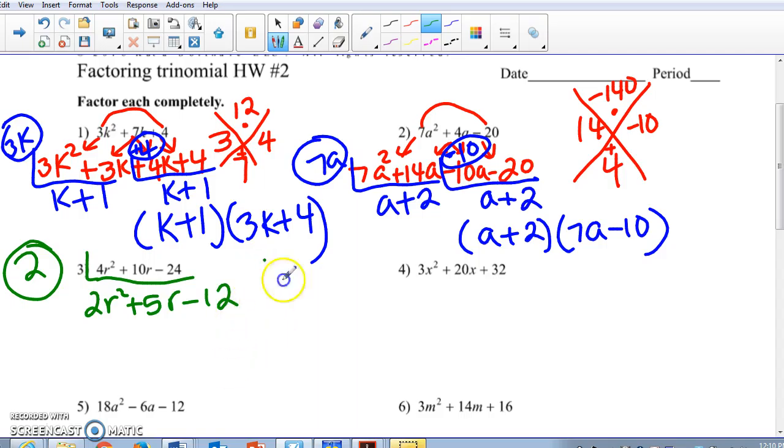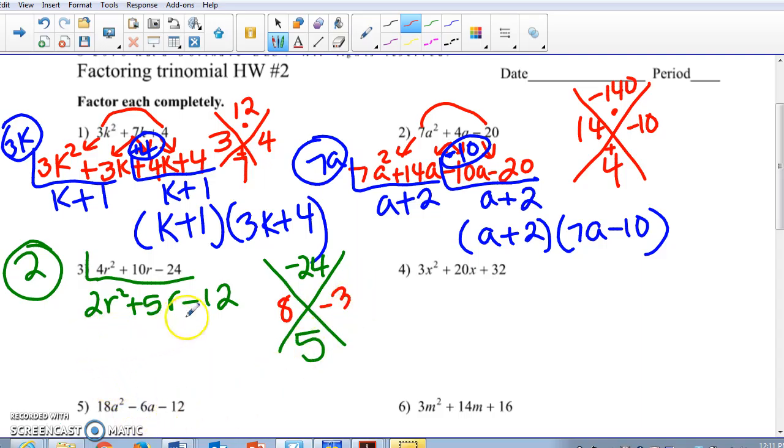Then I'm going to do the X from now on. What do I need to do? I need to multiply 2 times negative 12, which is negative 24. What goes on the bottom of the X? 5. What are factors of negative 24 that add up to 5? Which is 8 and negative 3.